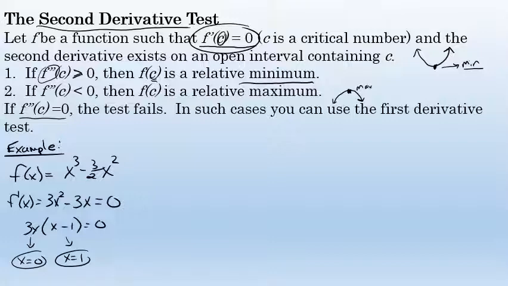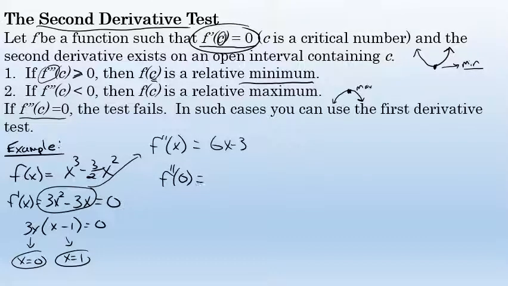Let's test to see if those critical numbers are relative max or min values using the second derivative test. To use the second derivative test, well, you need the second derivative, so let's take our first derivative and differentiate again. The second derivative is 6x minus 3. So now I will evaluate both of the critical numbers in the second derivative. And realize if I get a value that's greater than 0, that means that it's a relative min. And if I get a value that's less than 0, that means it's a relative max.